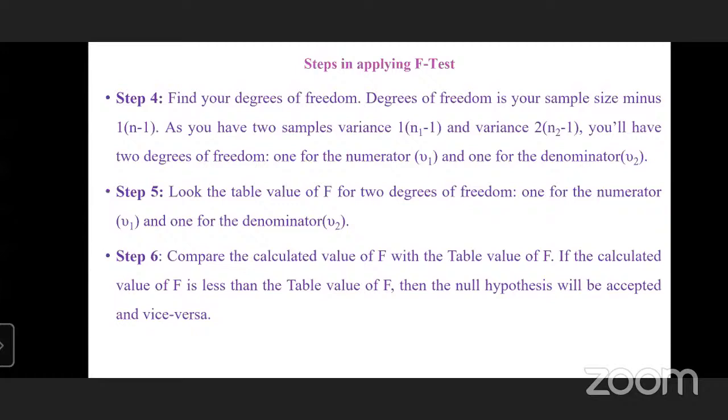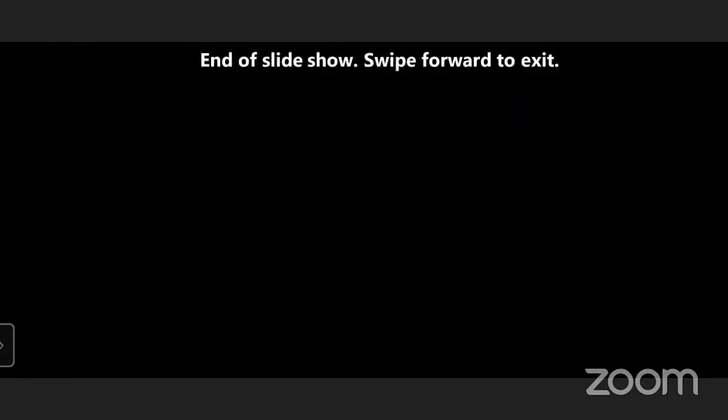Step 6. Compare the calculated value of F with the table value. आपण जे करता तेच आहे. If the calculated value of F is less than the table value of F, then the null hypothesis will be accepted and vice versa. सेम आहे आपण जे करता ते. आता या ठिकाणी हे झाल्यानंतर आपण काय करूया, याचा एखादा प्रॉब्लेम बघू.